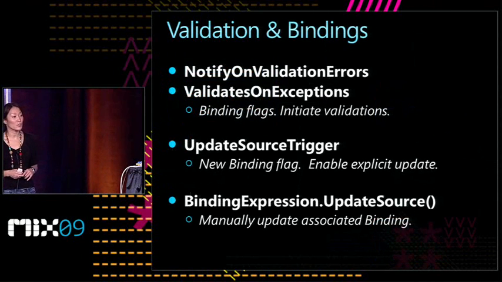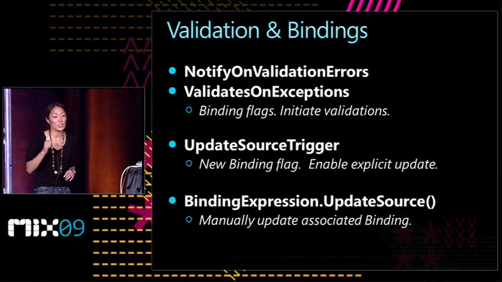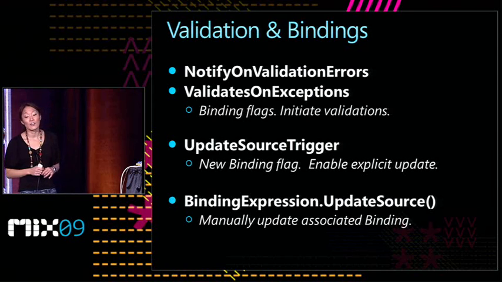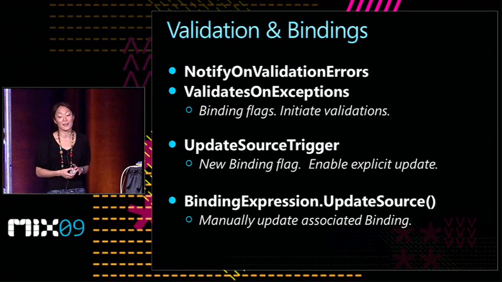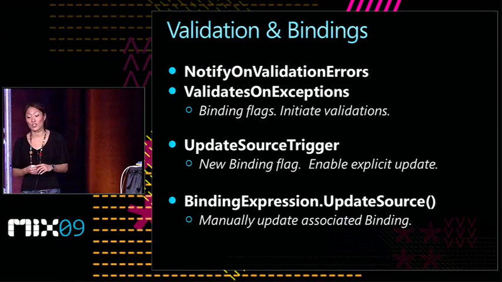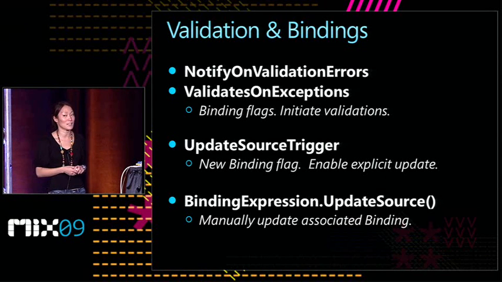As a call out, in order to get all this to work, for bindings to play with validation, you need to turn on two flags. The first is NotifyOnValidationError, and the second is ValidatesOnExceptions. You also saw that it's possible to manually and explicitly update a binding if you want to. All you have to do is set the UpdateSourceTrigger to be Explicit, and then call UpdateSource on the associated binding expression.